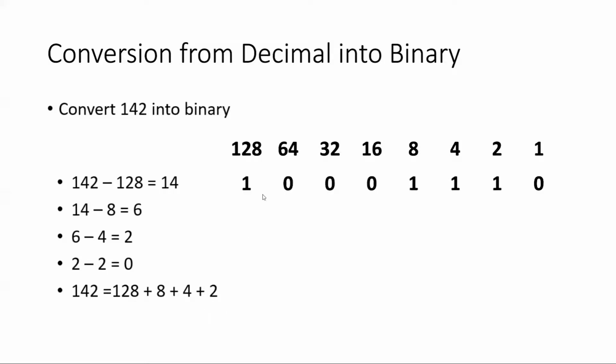So you see here, we put 1 here. We don't have 64, nor 32, nor 16. So we put zeros in here, but we have 8 and 4 and 2. We put 1s here and 0 here. So this is the binary representation for 142.